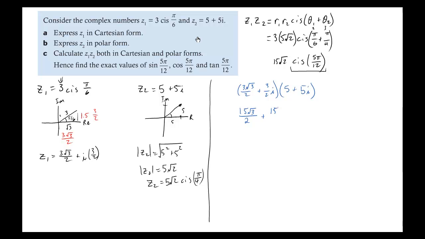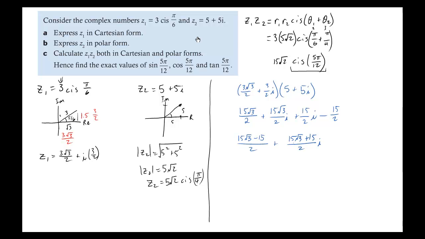That gives me 15 root 3 over 2i. And then we distribute this one, so plus 15 over 2i. And then plus 15 over 2, but i times i is -1, so that will just become a minus. Okay, we put together the like terms, so then we've got 15 root 3 minus 15 over 2, and then plus 15 root 3 plus 15 over 2i, just like that.